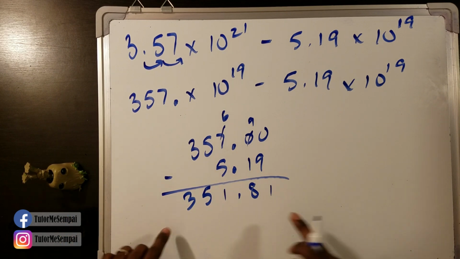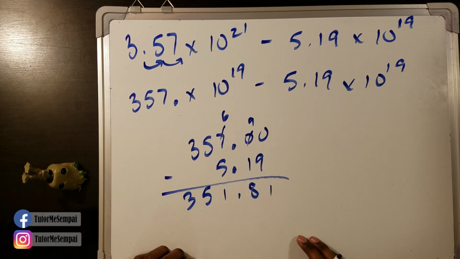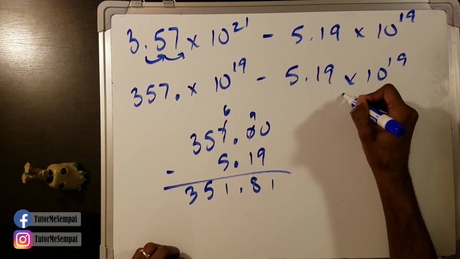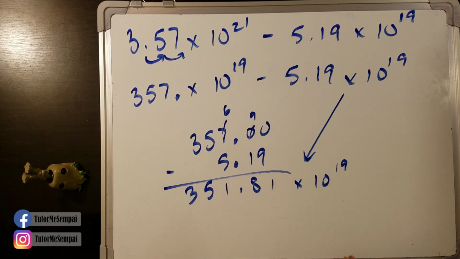So your answer is going to have this coefficient. This is not your answer. This is just the coefficient. So after you bring down the times 10 to the 19th, you have your answer.